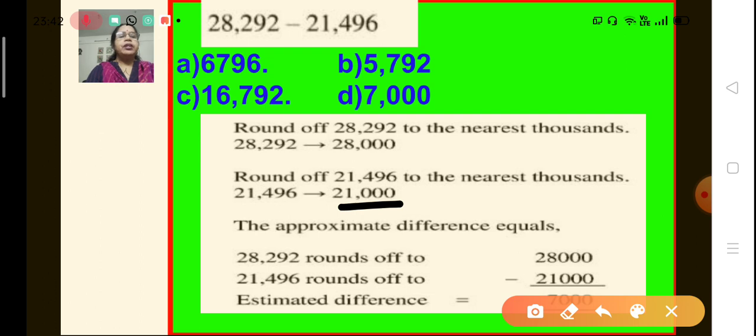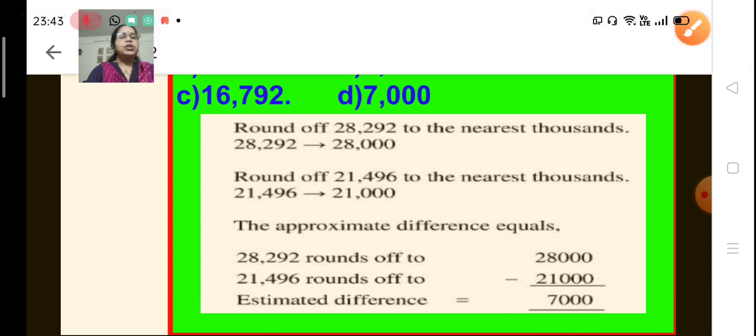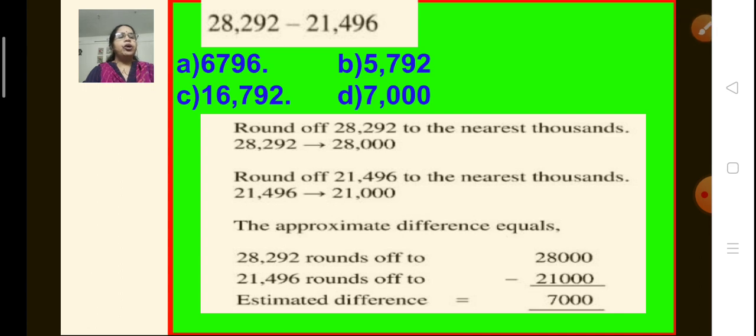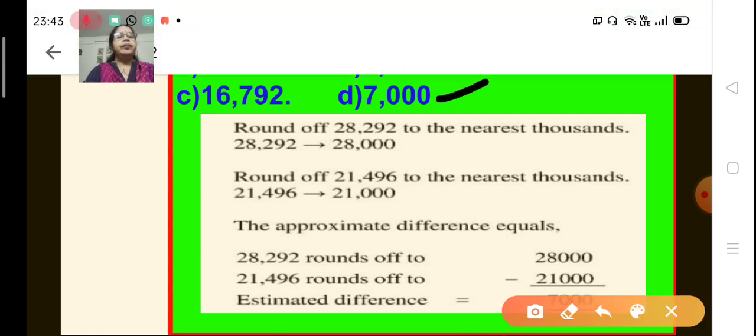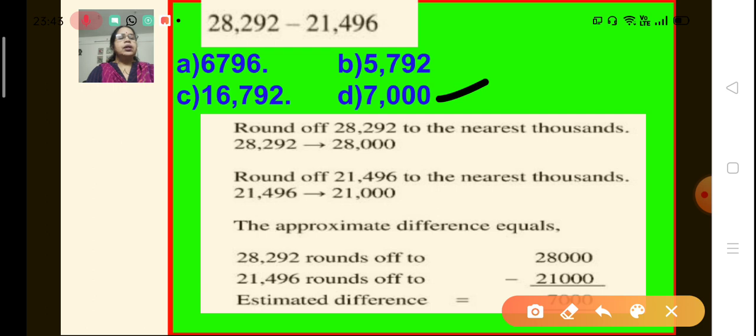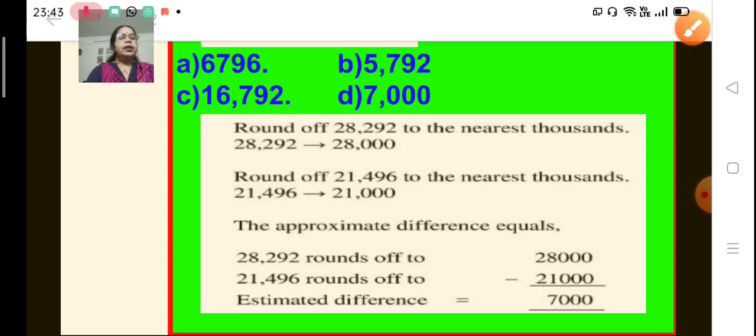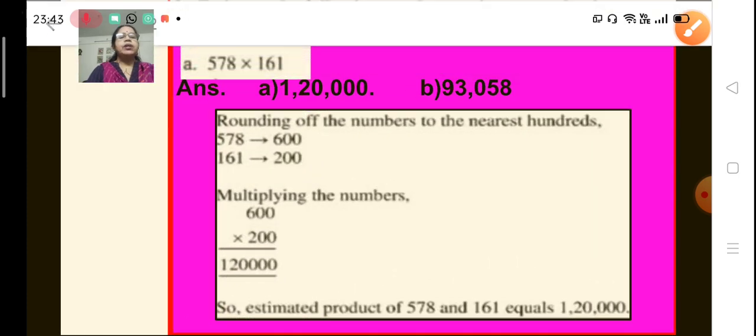Now, what will be the difference? 28,000 minus 21,000 will become 7,000. So, 7,000 is the answer. So, what is the correct option? The correct option is D, 7,000. 7,000 is the correct option. Now, let us see what is the next one.